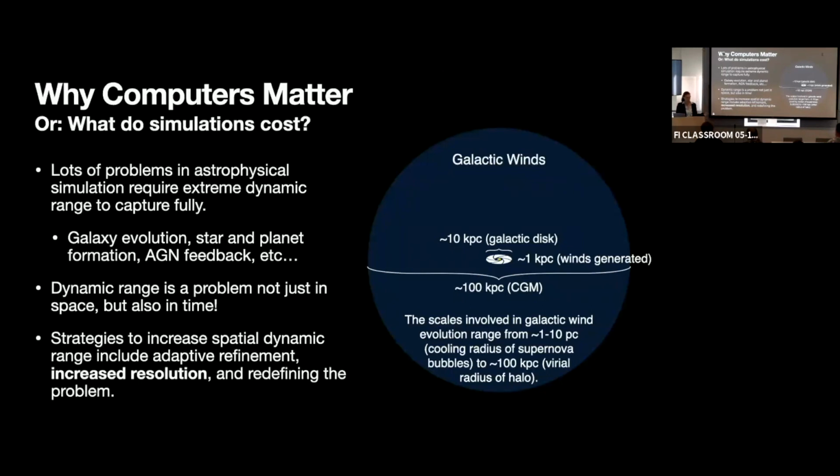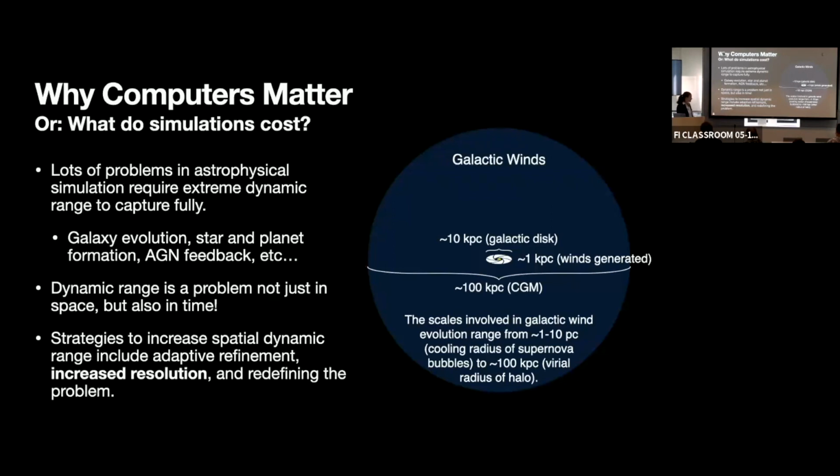But it's very much also a problem in the dynamic range in time, right? If I want to resolve, on small scales, what's happening in a hot supernova bubble, I have to take very small time steps because the gas is very hot and it's moving very fast. So I need to take time steps of 10 or 100 years in my simulation that I want to run for a gigayear. So you not only have to be able to do high spatial resolution, you also have to be able to go really fast so that you can afford to run for a long time.